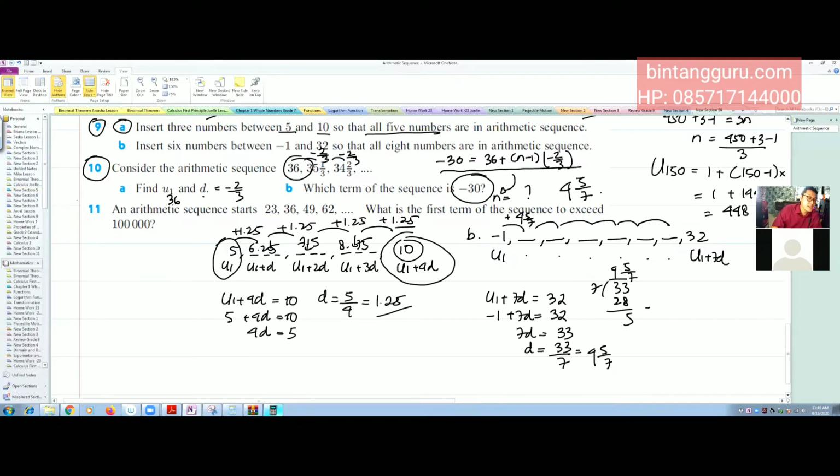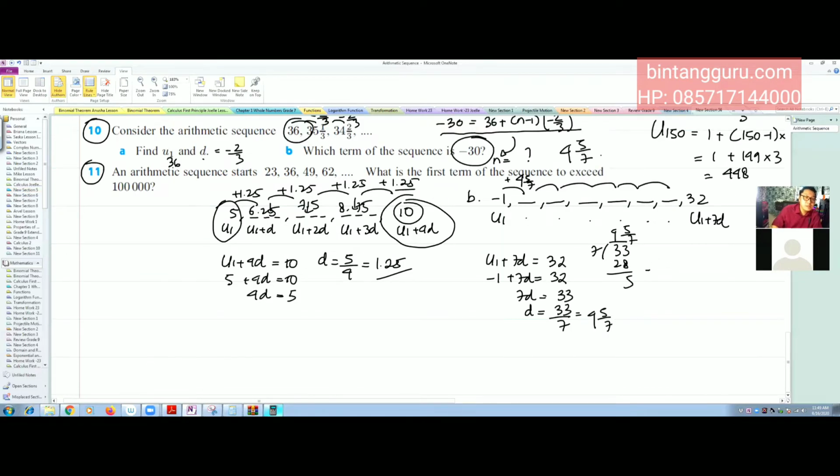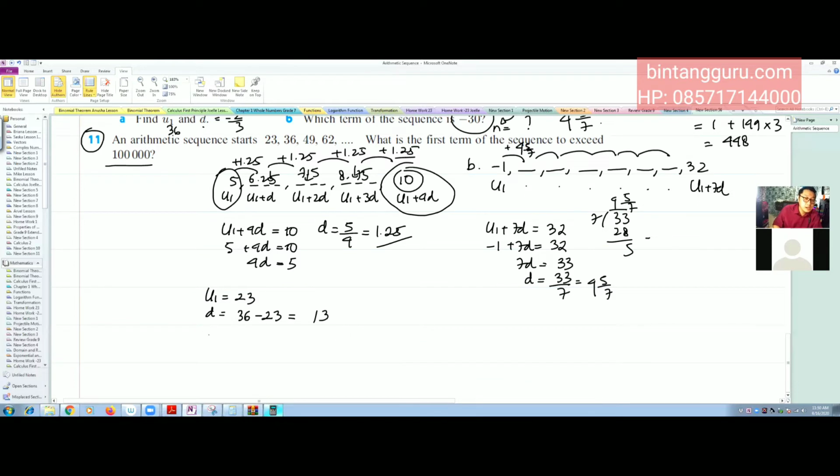Okay, and then number 11. An arithmetic sequence starts from 23, 36, 49, and 62. What is the first term of the sequence to exceed 100,000? We need to find U1, 23, and then you have to find the difference. So the difference is 36 minus 23, so this will be 13. After that, we have to find which term 100,000 is in. So this is 23 plus n minus 1 times 13. We need to find n.